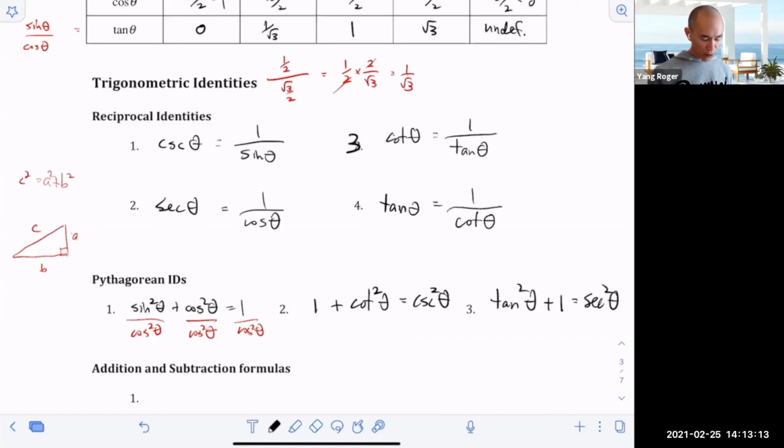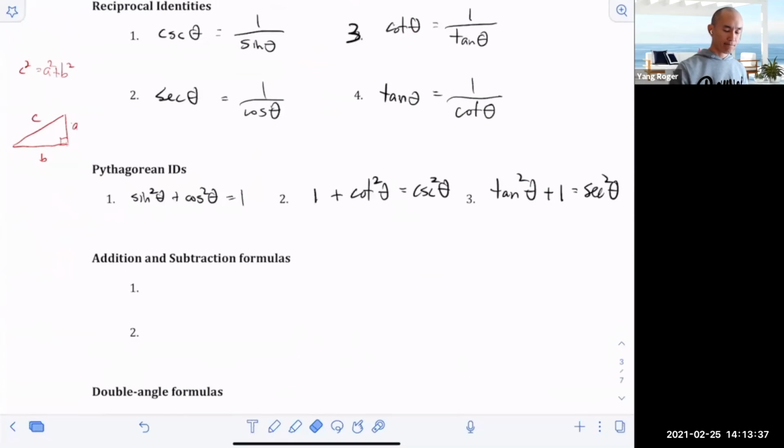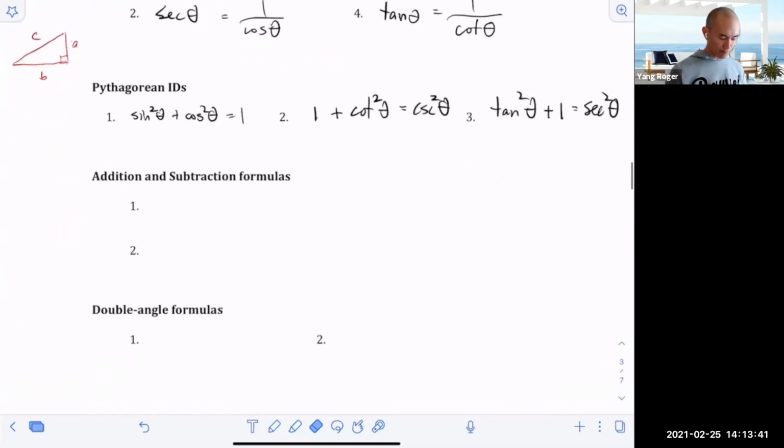Okay, so these 3 trig identities are kind of essential for life. We use these a lot in 5B. So if we take 5B together next semester, I'm going to review this with you again. Any questions? All right.